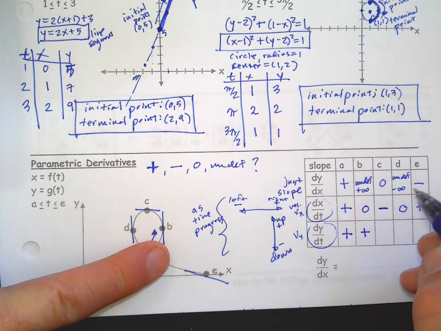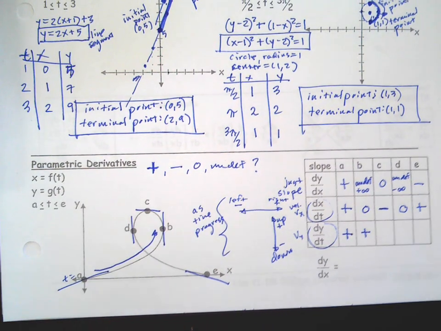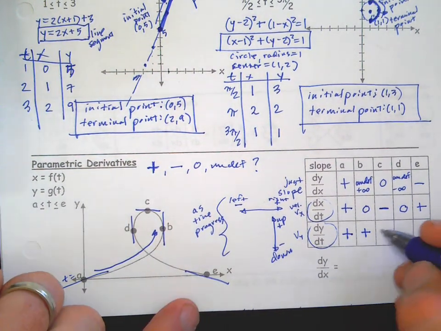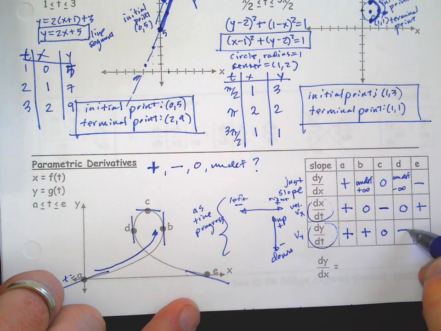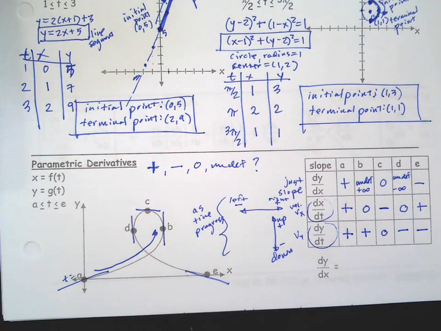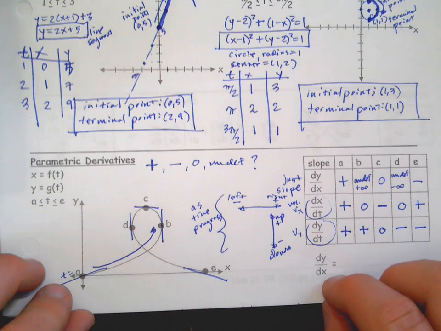I mean, it's kind of like, is it infinite? It's definitely moving up. At C, it's not moving up or down, so it's 0. At D, it's moving down. And at E, it's moving down. So we're going to start to break these down.